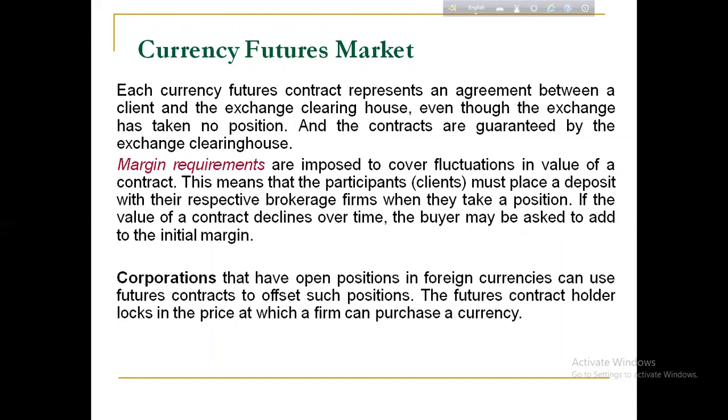Now this is the process of how we can calculate the margin requirement. Each currency futures contract represents an agreement between a client and the exchange clearinghouse. Even though the exchange has taken no position, the contracts are guaranteed by the exchange clearinghouse. So margin requirements are imposed to cover fluctuations in the value of a contract. This means that the participant must place a deposit with their respective brokerage firm when they take a position. If the value of a contract declines over time, the buyer may be asked to add to the initial margin.